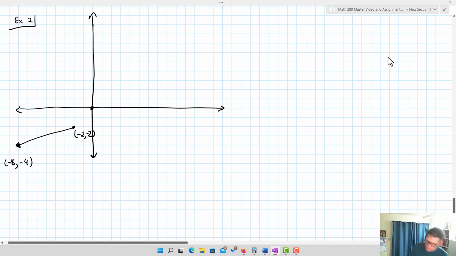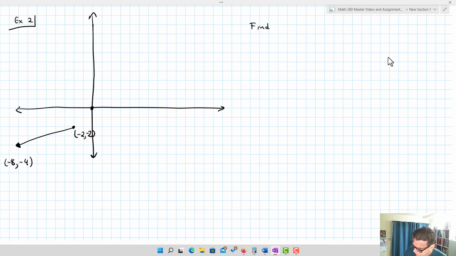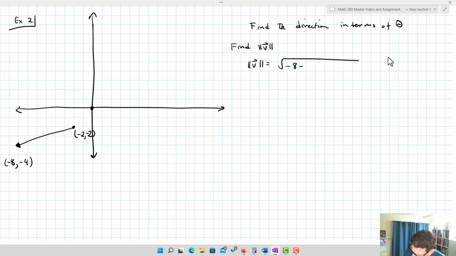There we go. So we're going to find theta, find the direction, in terms of theta, or the angle. We start out by finding the magnitude of v. And the magnitude of v is going to equal the square root of (-8 minus -2) squared plus (-4 minus -2) squared.